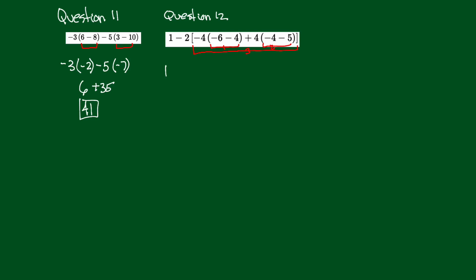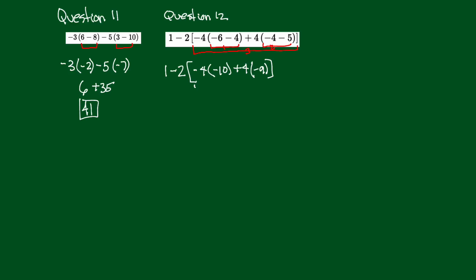So let's just rewrite. I'll get 1 minus 2 times. Okay, I see a -4. Now, what is inside here? -6 minus 4. So I'm down 6. I lose 4. That's a -10, so I'm down 10. And then what about over here? I've got a +4 and -4 minus 5. So I'm down 4. I lose 5 more, so altogether I'm down 9 now. Okay, and close the bracket.